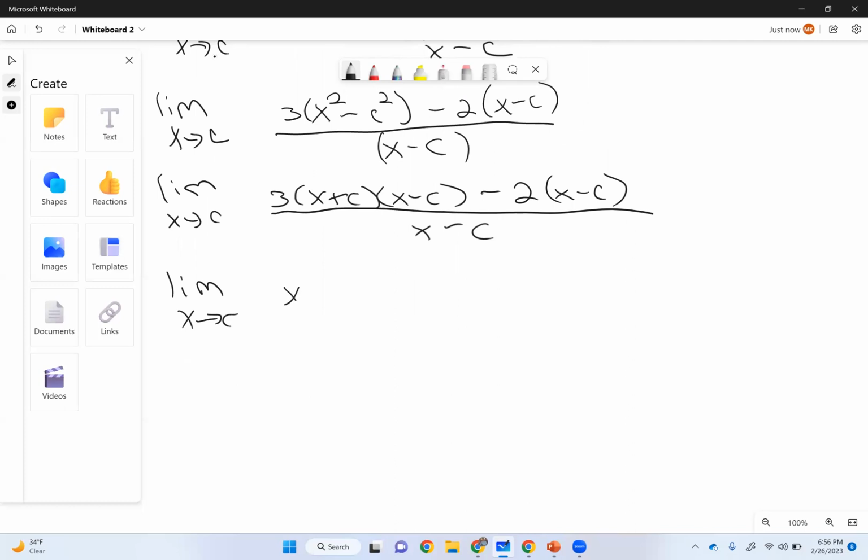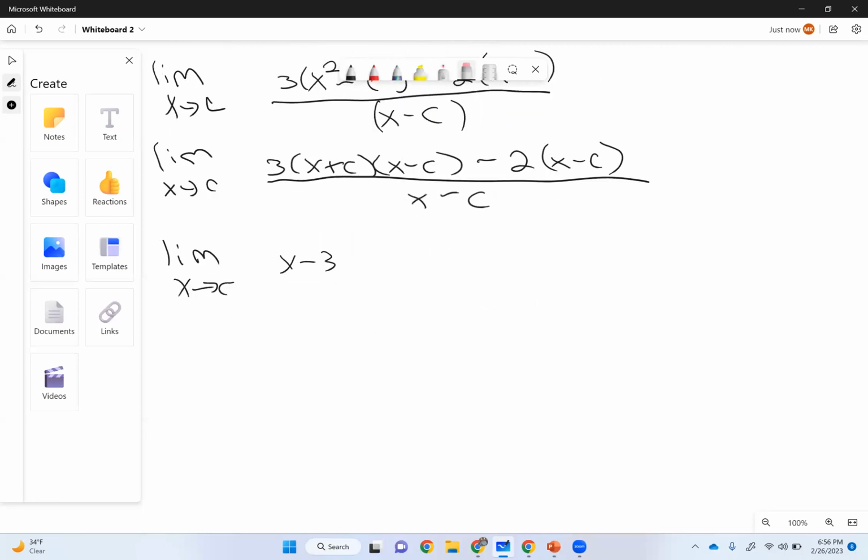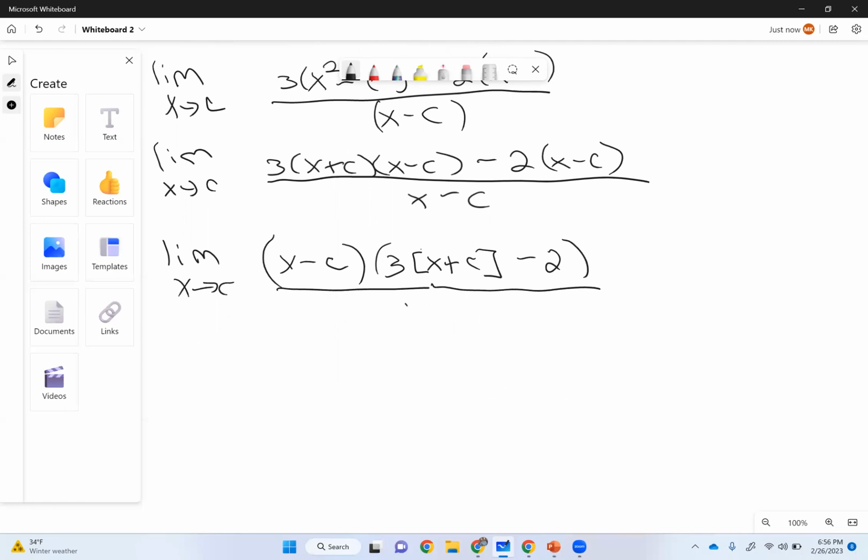Of x minus c. Woo! Crap, I gotta find my eraser. Well, there it is. X minus c times 3 times x plus c minus 2, and we could clean that up later if we need to, over x minus c. And these x minus c's will cancel out, thankfully.